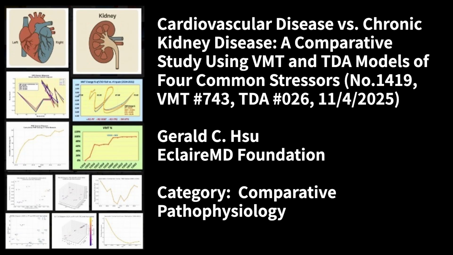Cardiovascular disease versus chronic kidney disease, a comparative study, using VMT and TDA models of 4 common stressors, number 1419. VMT sharp 743, TDA sharp 026, November 4, 2025, Gerald C. EclaireMD Foundation. Category: Comparative Pathophysiology.